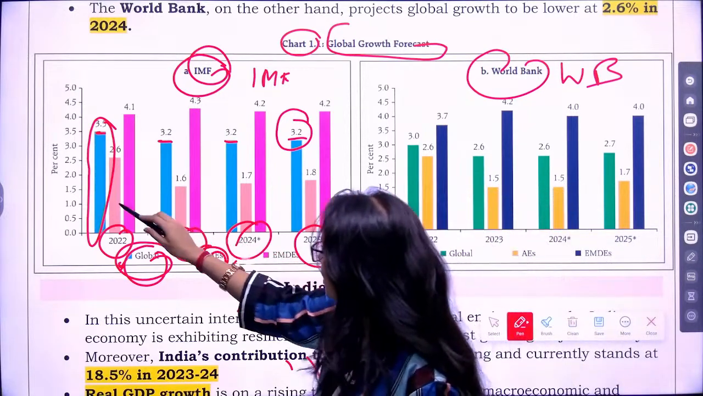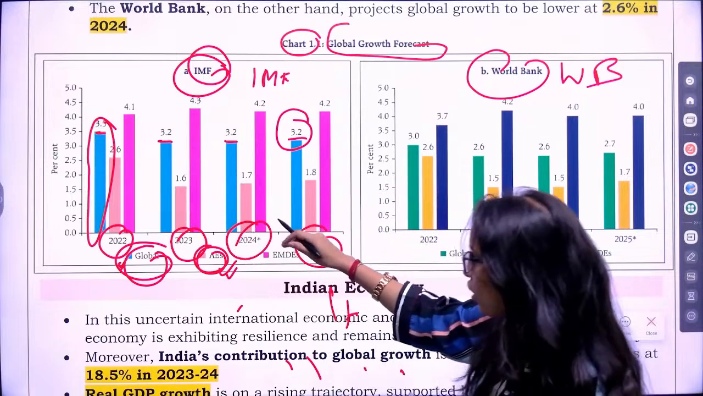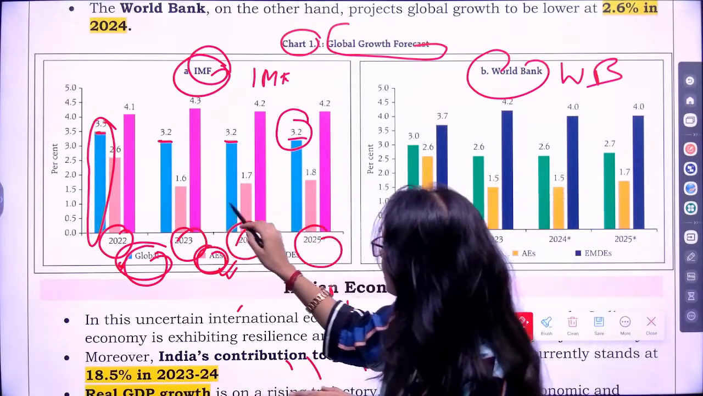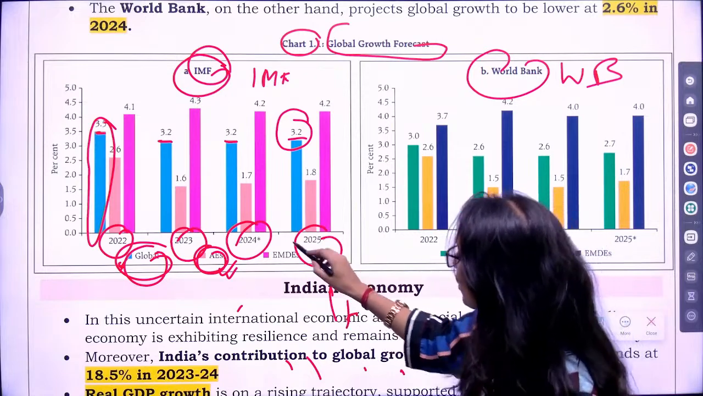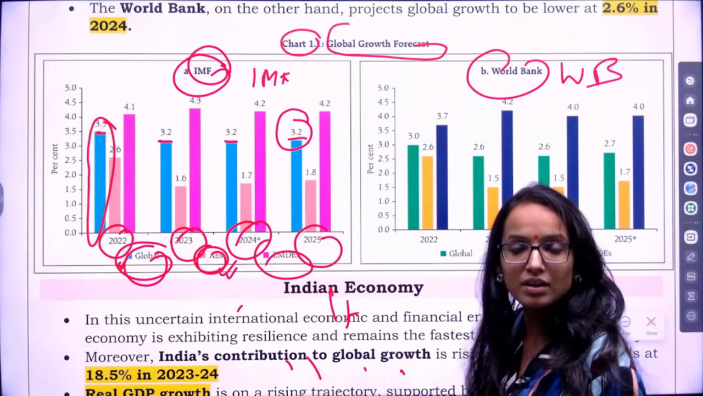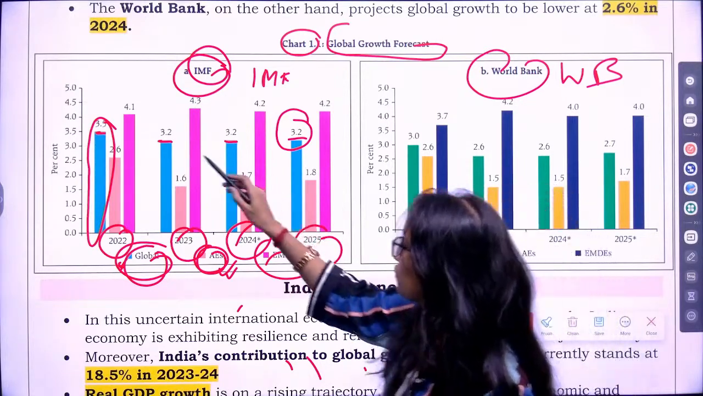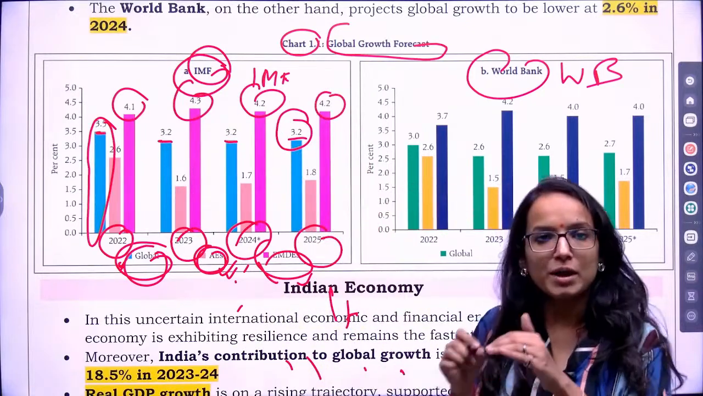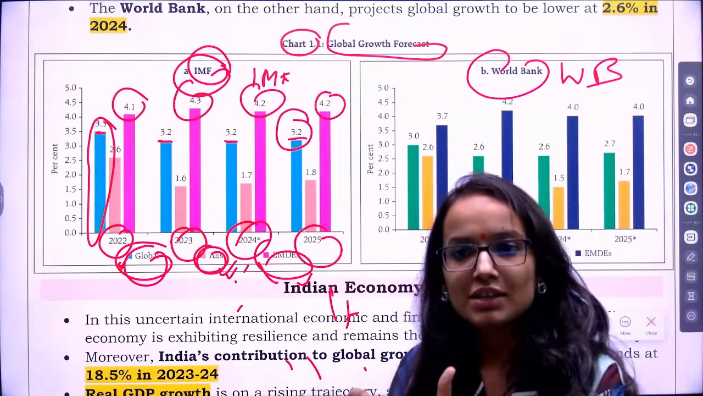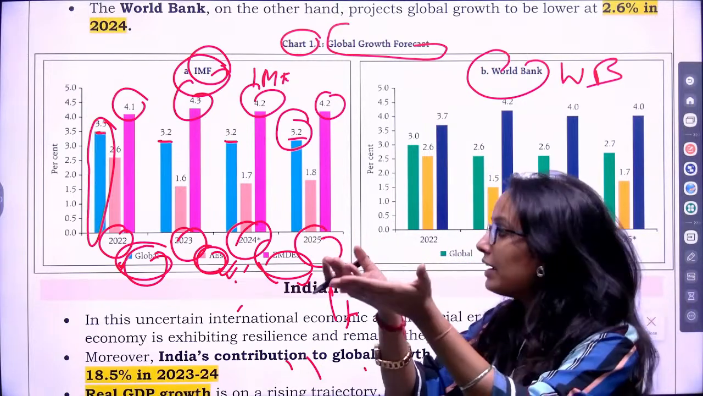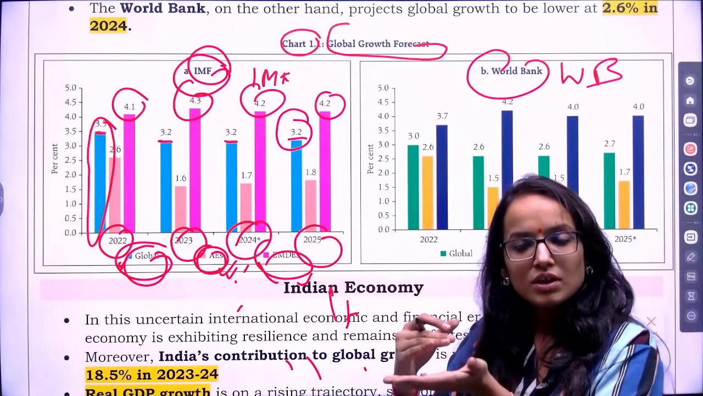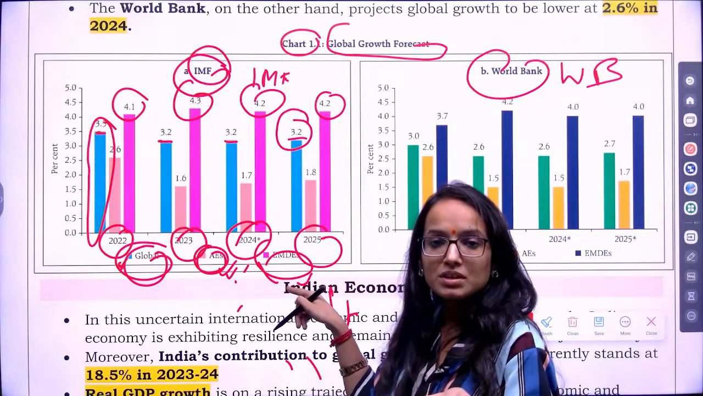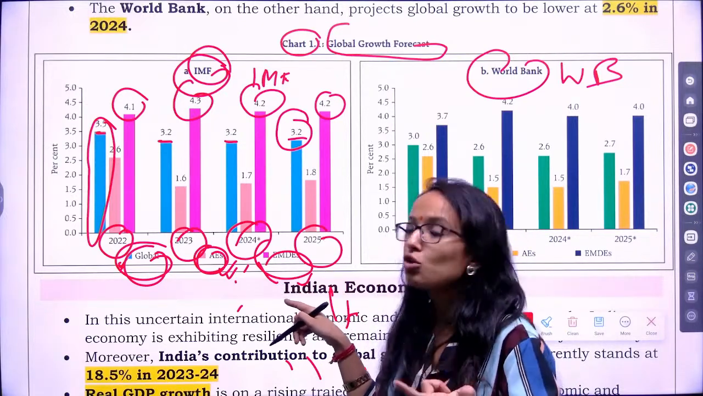Now, this is the advanced economies forecast. This is not very stable, but also not very fluctuating. You see 2.6, 1.6, 1.7, 1.8. Then for emerging market and developing economies, you see 4.1, 4.3, 4.2 and 4.2. So for emerging market and developing economies, the growth forecasts are higher than the global average. It means that emerging market and developing economies will be growing faster than the global average.